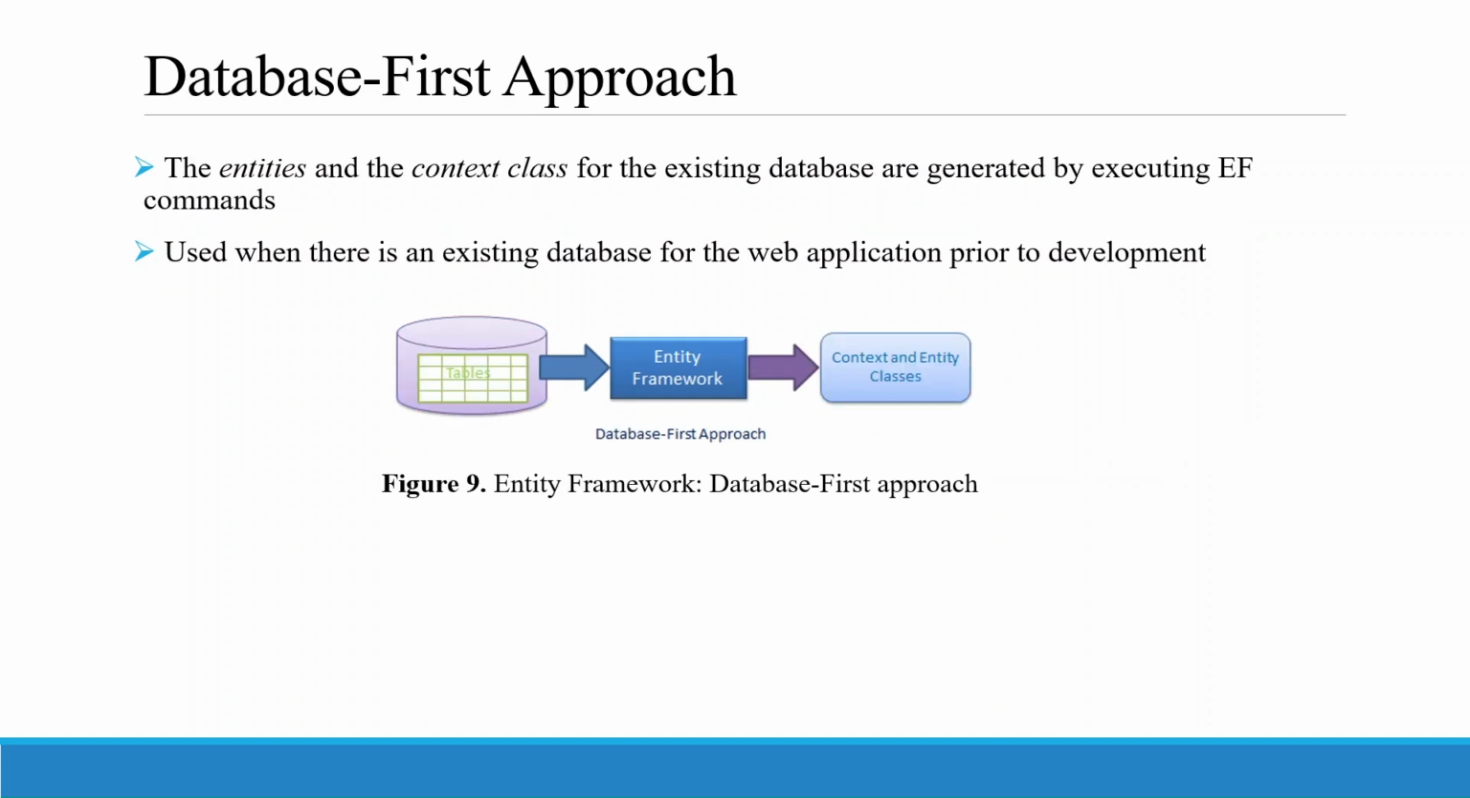The second approach, yeah, database first. Here the entities and the context class for the existing database are generated by executing Entity Framework commands. So basically we don't have to write the code. Entity Framework, based on some commands, will create those classes for us. So if we take a look at figure 9, we have a database, we run some commands, and Entity Framework creates the entities and the context class, yeah? This approach is used when there is an existing database for the web application prior to the development.